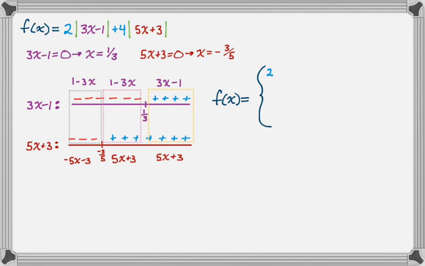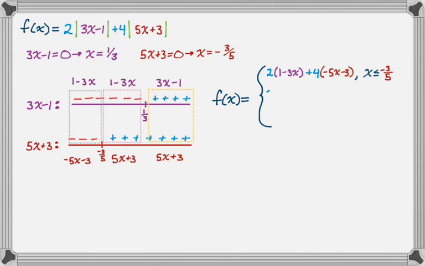So 2. On the first region, where x is less than negative 3/5, I have to replace the absolute value of 3x minus 1 with 1 minus 3x. In the original equation, there's just a plus 4 sitting here, so I'm just going to put that down. And then I'm going to replace the absolute value of 5x plus 3 with negative 5x minus 3. That was for x less than or equal to negative 3/5, so I put the equals the first time it shows up. Let's move on to the next branch.